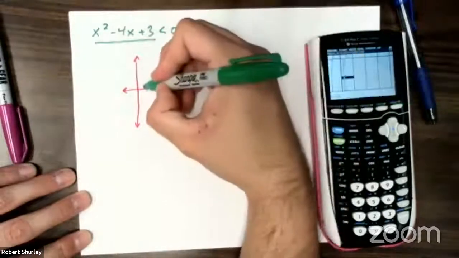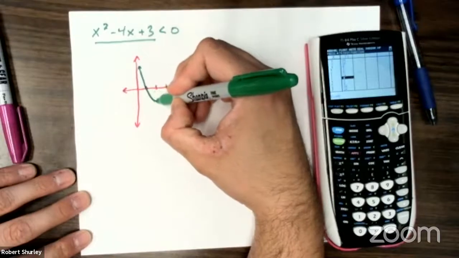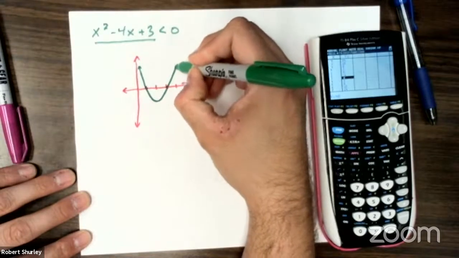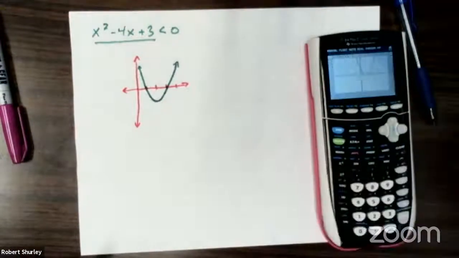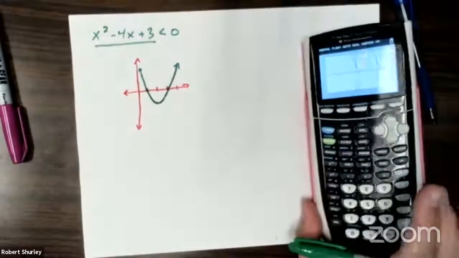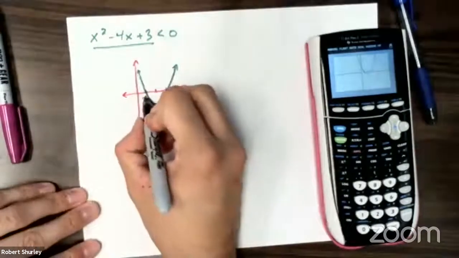So it does something like this. I'm not worried about any other points because these are the boundary points. So 1 and 3. And that gives us, now if you go back to the graph, you hit the graph button. Yeah, looks pretty close. Doesn't have to be perfect. But what matters is we found our boundary points, right?